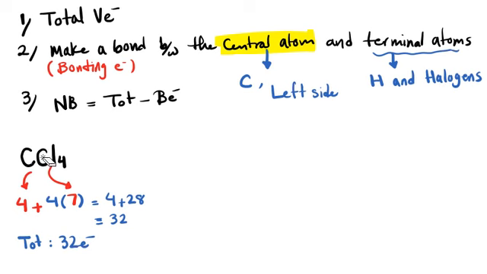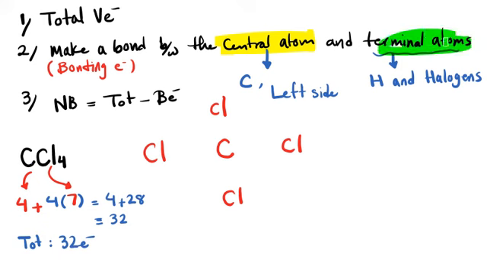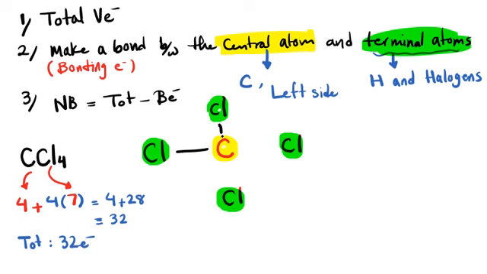Right now, I'm going to draw CCl4, with carbon as the central atom and 4 chlorine atoms on each side. I'm going to make a bond between the central atom and each terminal atom, the chlorine atoms. One bond here, one bond here, and one. So I made four bonds. Bonding electrons: 2, 4, 6, 8. Each bond has 2 electrons, so I used 8 electrons here.